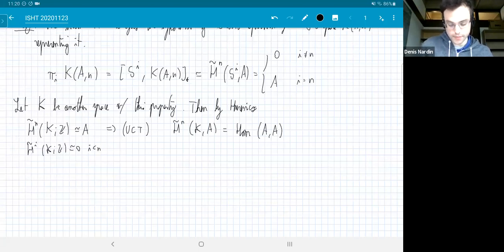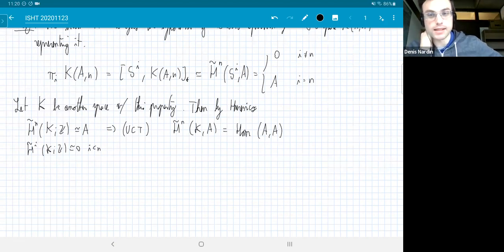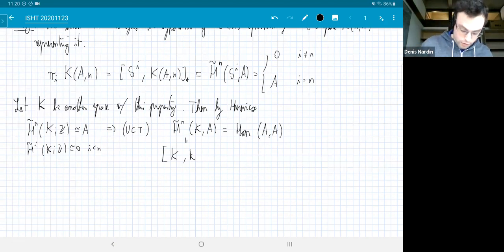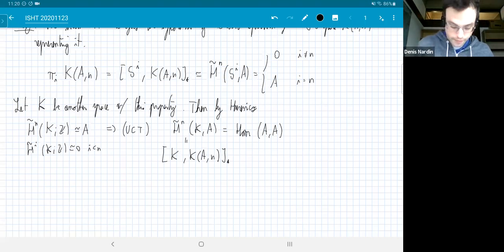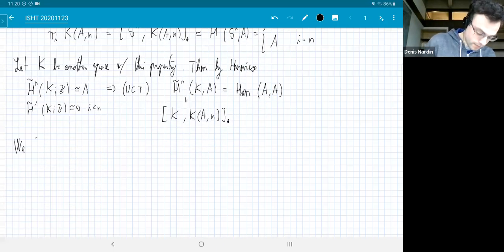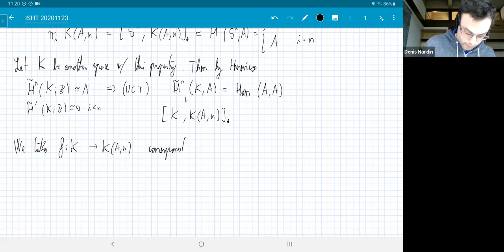Because if you remember, H tilde n K(A) is given by, it has a Hom term and an Ext term, and the Ext term vanishes, so it's Hom. Now this is maps from K to K(A, n). And so now we take f from K to K(A, n) corresponding to id in Hom(A, A).